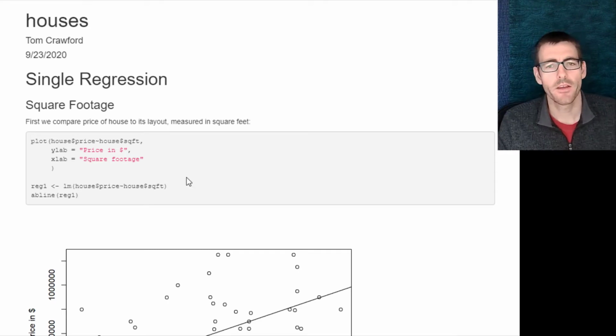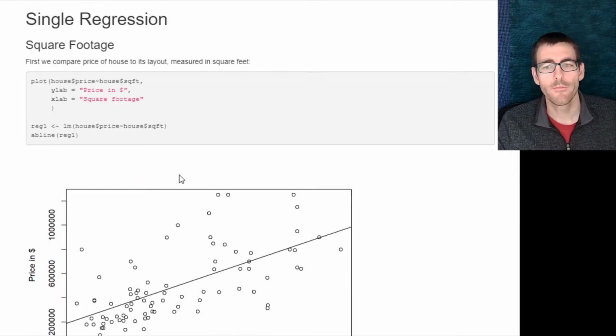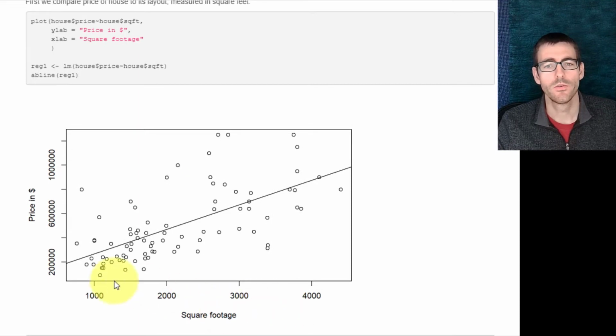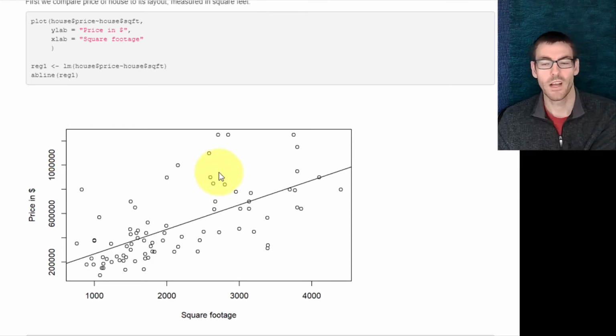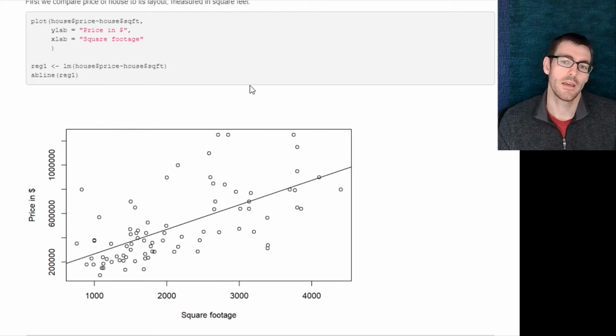Okay, so let's start off by comparing the square footage of a house to the price. This is from a data set taken, I believe, from Zillow. Our intuition is that a larger house, so something with a higher X value, would correspond to a more expensive house. And that certainly appears to be true. So this is a linear model for this picture.